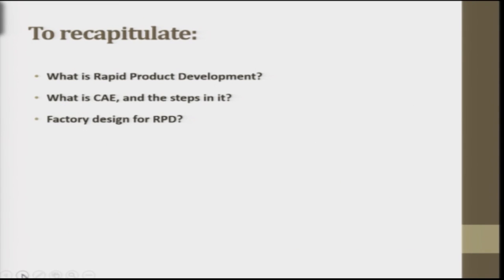So, to recapitulate, we discussed what is rapid product development, we discussed what is computer aided engineering and certain steps in it, we discussed rapid design for rapid product development. So, this is the rapid product development process, and we have discussed these issues here: rapid product development, computer aided engineering, and factory for rapid product development, factory for additive manufacturing.